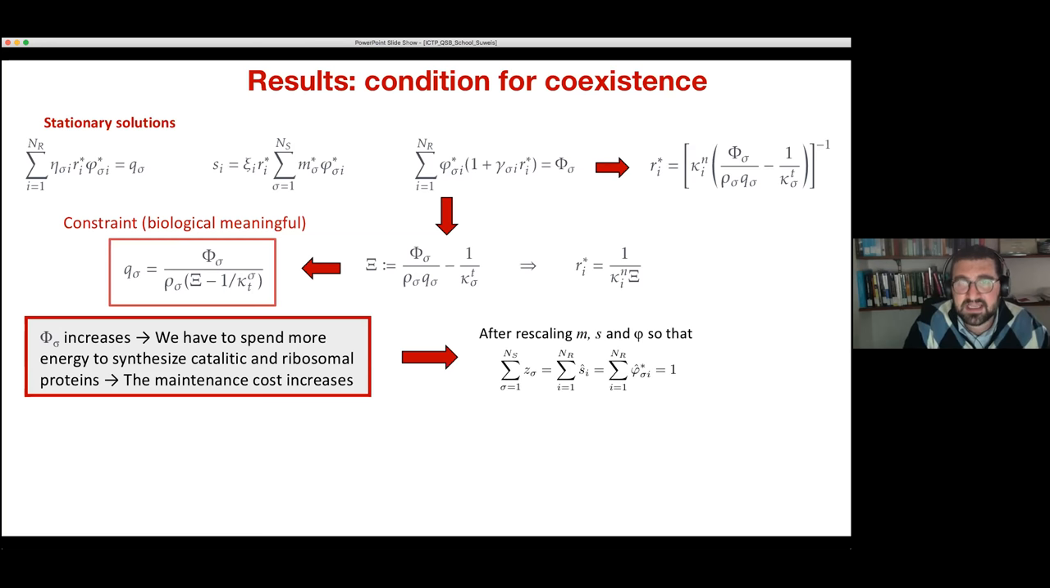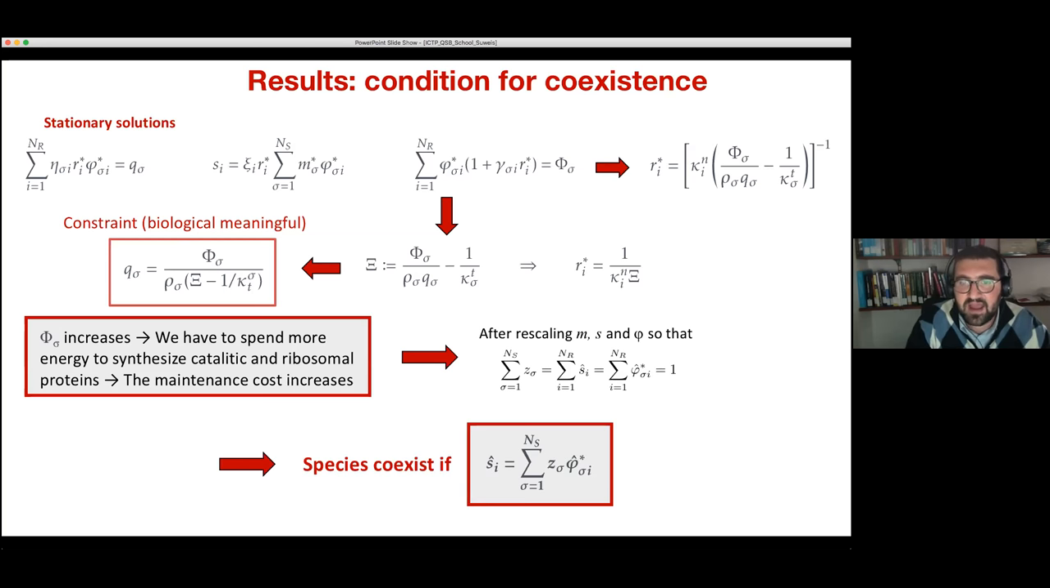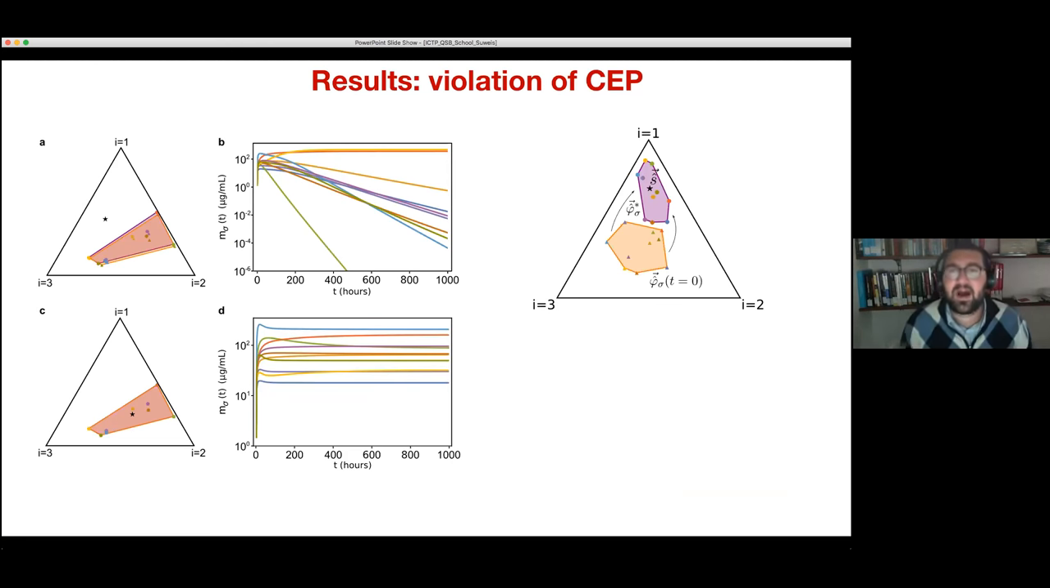For having coexistence, you do something similar as before. You rescale M, S, and phi, and you obtain again that species coexist if the supply vector is within the convex hull. Now phi star is the proteome allocation at stationarity of the species sigma to resource I. So again, now you have understood, I hope.